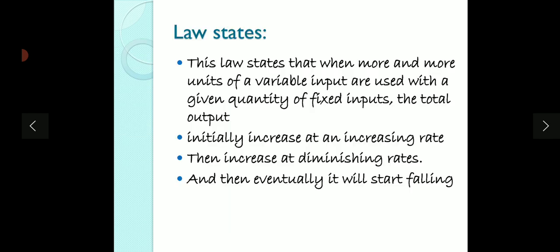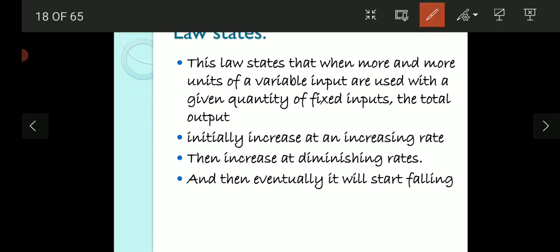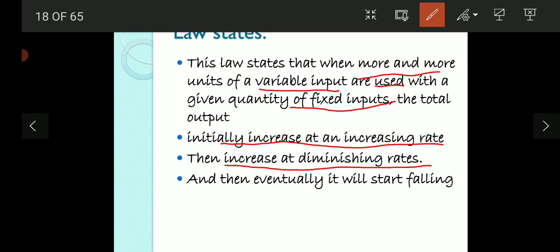The law of variable proportion states, now read this very carefully. When more and more variable inputs are used over a fixed input, when over a fixed input we keep on increasing variable inputs, what will happen? Initially the output will increase at an increasing rate. Initially it will increase very, very fast. Then it will increase at a diminishing rate. That means then it will also increase but slowly. And then eventually the output will start falling. Eventually I will start getting negative returns. This is what the law states.